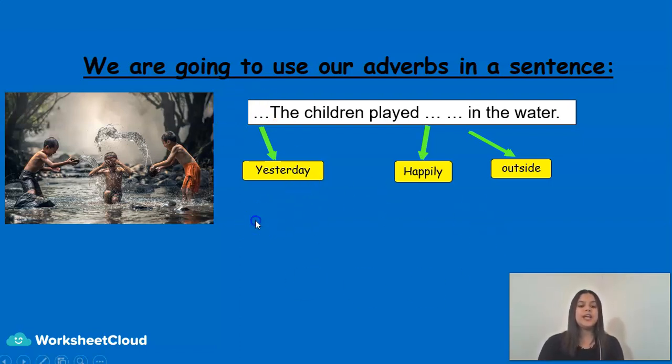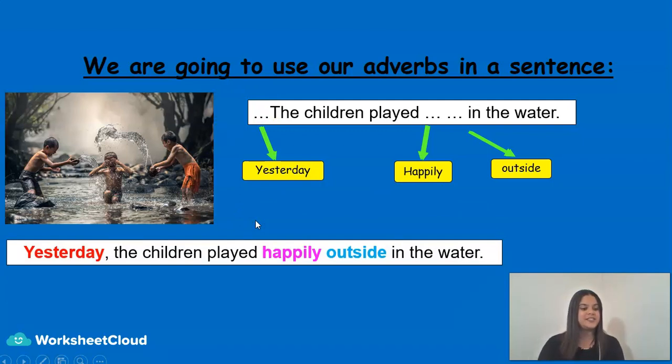So, and there is my sentence. Yesterday, the children played happily outside in the water. So now my sentence has a bit more life in it. It's basically telling me a bit more about what's happening in the sentence, and I'm able to describe the picture a little bit more accurately. I could add some adjectives in that sentence as well. And then we can have a real descriptive sentence. But that we'll get back to at another stage in another lesson.